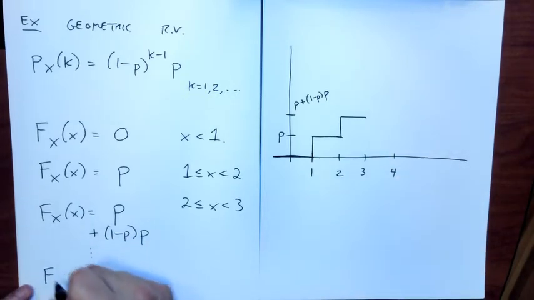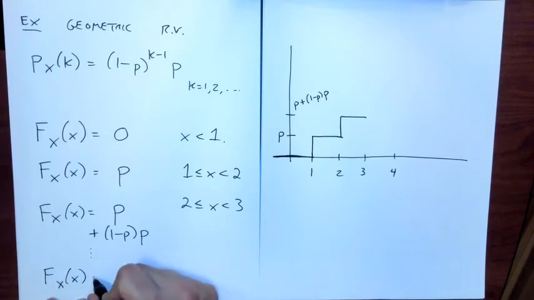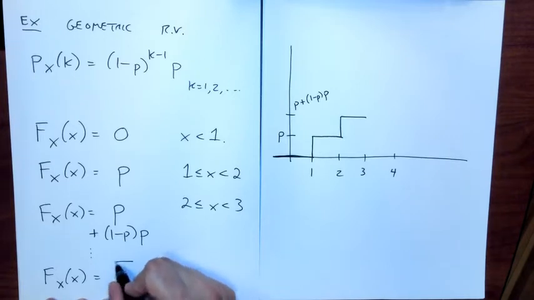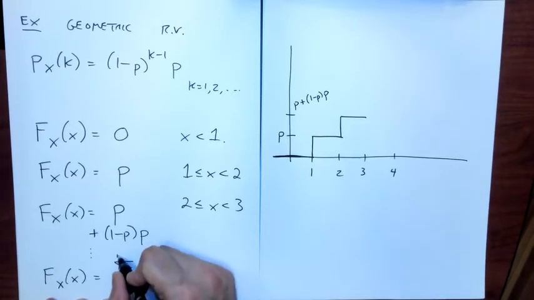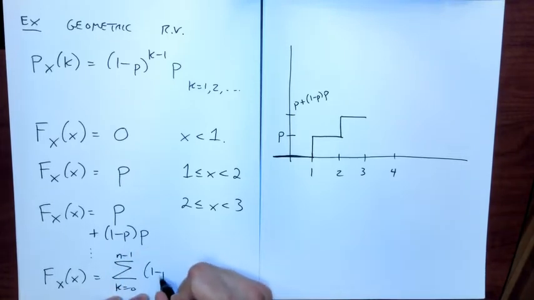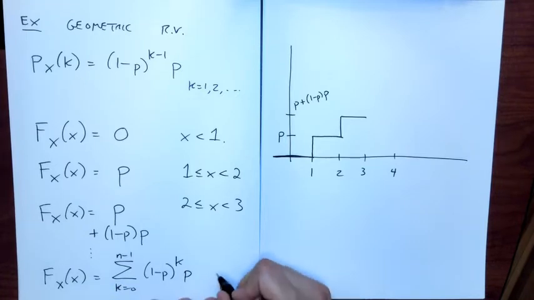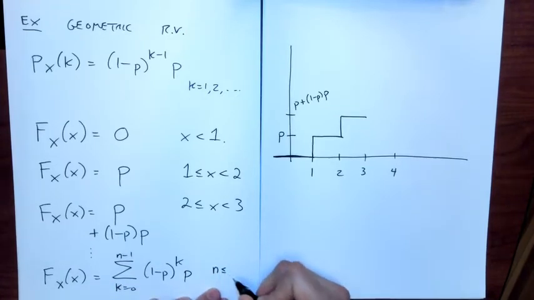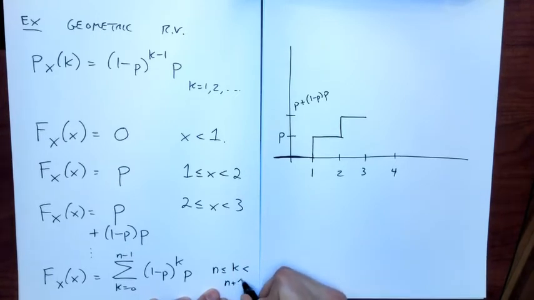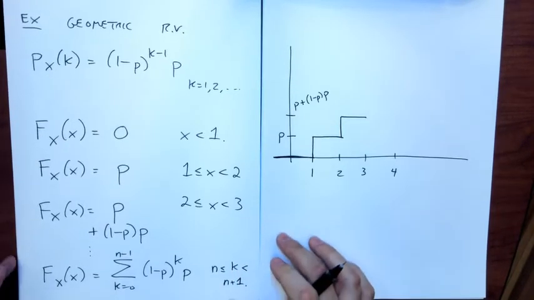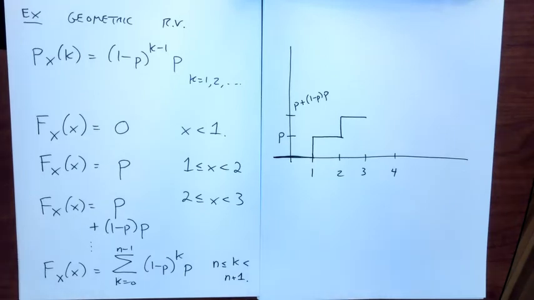So in general, if I want to write the formula, and this is going to be like a mess, so let me think about this for a second. Basically, it's the sum from k equals 0 to n minus 1 of (1 minus p) to the k times p, if I'm in the range between n and n plus 1. Again, don't freak out about this too much, but this is just kind of like being very precise.